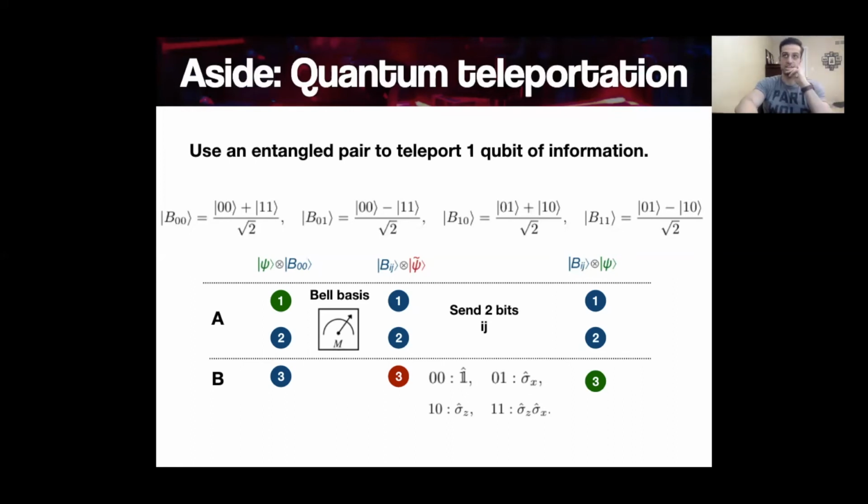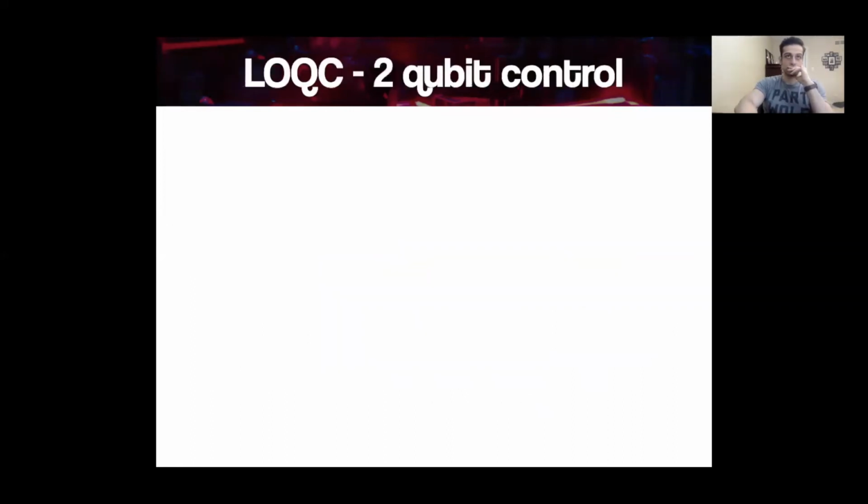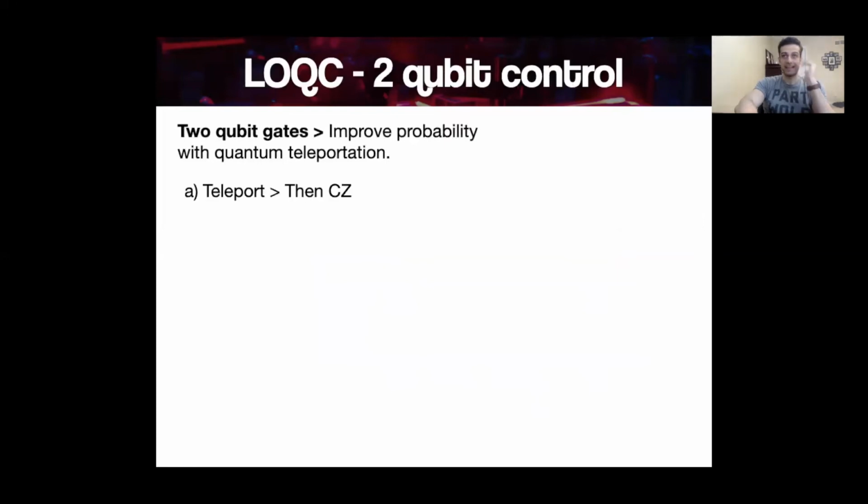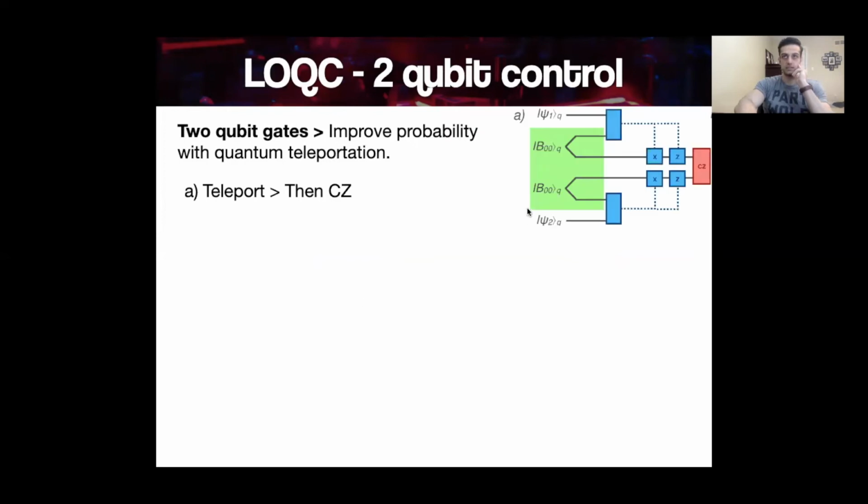So we're going to take advantage of this. So how do we do that? The idea is to teleport first and then use the controlled Z gate. So let me show you a picture I drew. Lots of the pictures I took off Wikipedia, but this one I made.